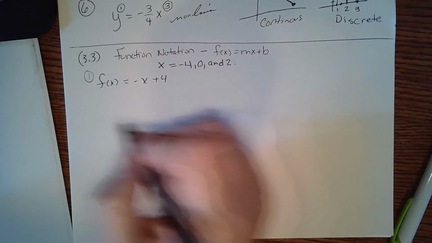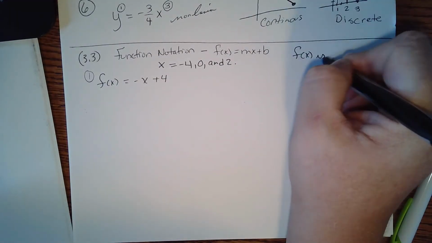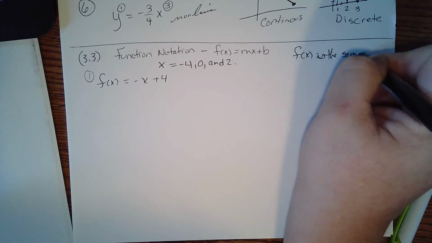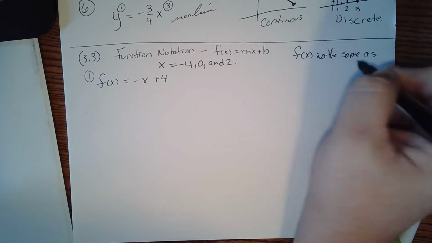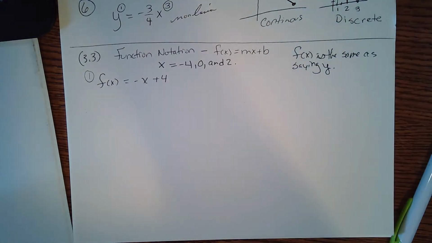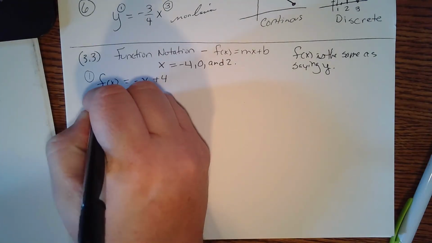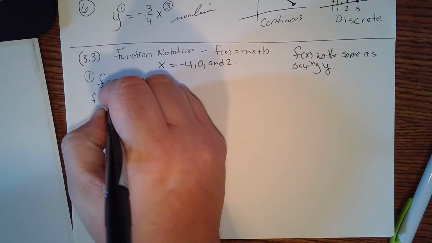F of x, we need to come over here and do this. F of x is the same as saying y. So it's really important that you understand that f of x is the same as saying y. That way you get in your mind that f of x is y.